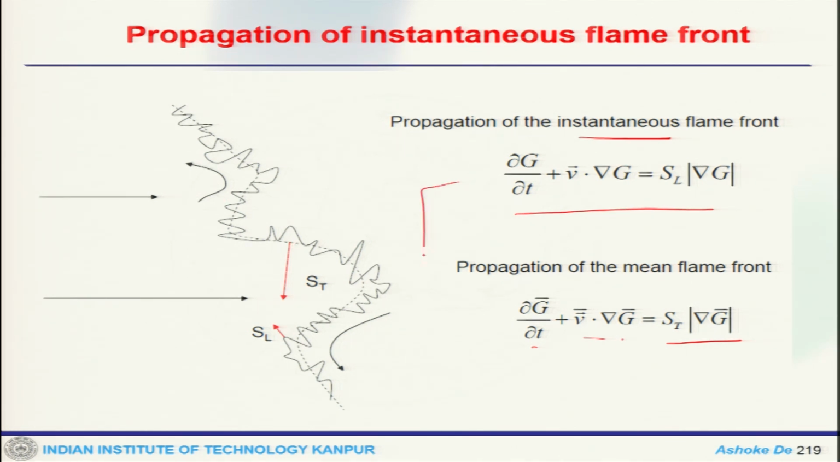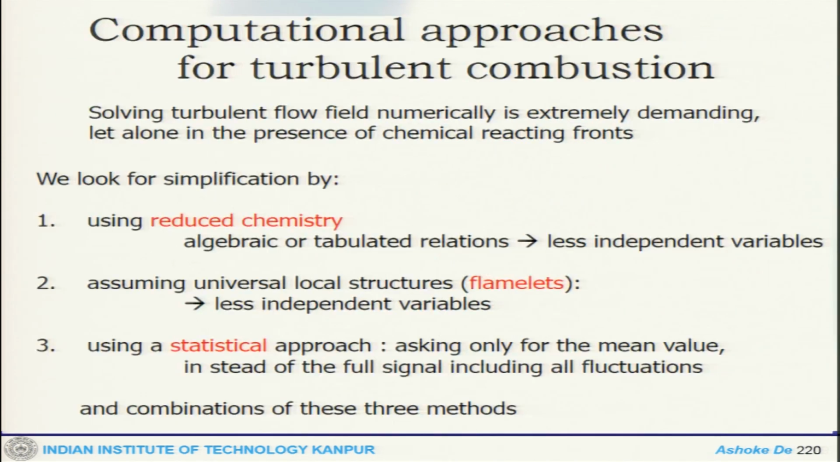So these two equations are slightly different, because when you look at the instantaneous flame front, on the right hand side you have SL, while the mean one propagates with a turbulent flame speed. So when you take all of this into consideration in the equation system and the solution for computational approaches, we have to actually solve this in a quick turnaround time with chemical reactions.